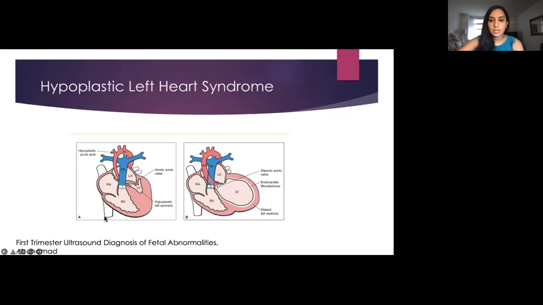In A over here, you have atresia of both the mitral and aortic valve with no communication between the left atrium and left ventricle and nearly absent or severely hypoplastic left ventricle. And in B, you have a visible left ventricle with a hyperechoic wall, globular shape, poor contractility, and this is in association with a severely dysplastic mitral valve combined with a severe aortic stenosis or aortic atresia.